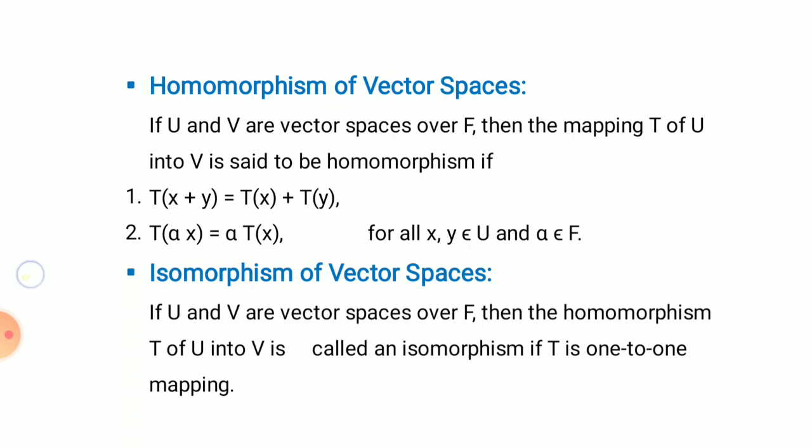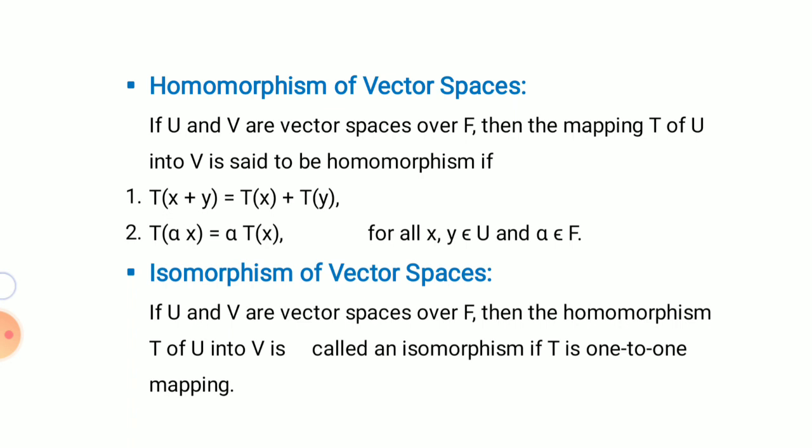Okay. Now here you can observe that T is a mapping from one vector space to the other vector space. As T is a mapping, it may be 1-1 mapping, it may be onto mapping, or it may be both 1-1 and onto mapping. If this mapping is both 1-1 and onto, along with homomorphism, then this homomorphism T is called an isomorphism of two vector spaces. We shall define isomorphism of two vector spaces as: if U and V are vector spaces over the field F, and then the homomorphism T of U into V.